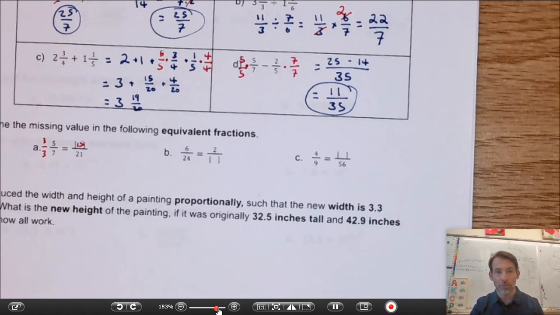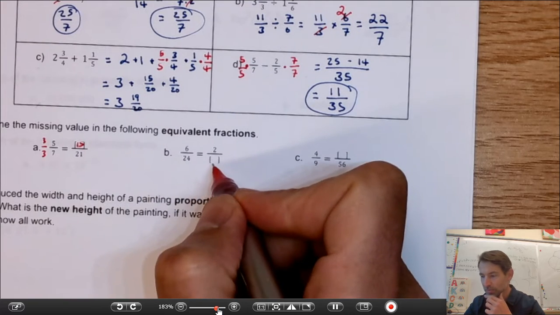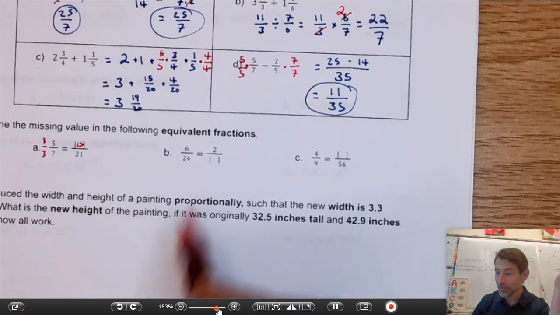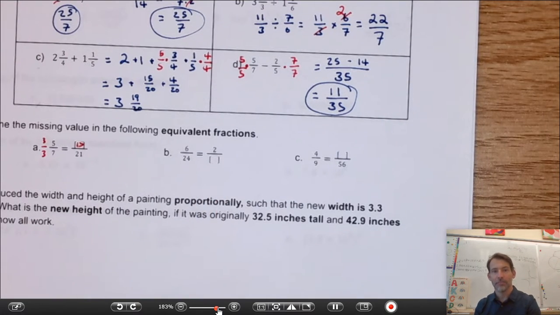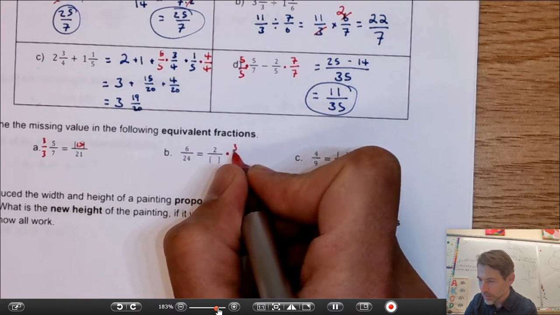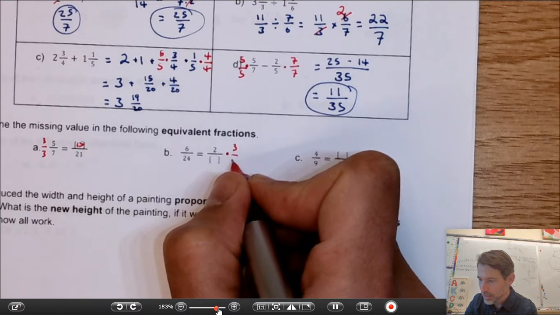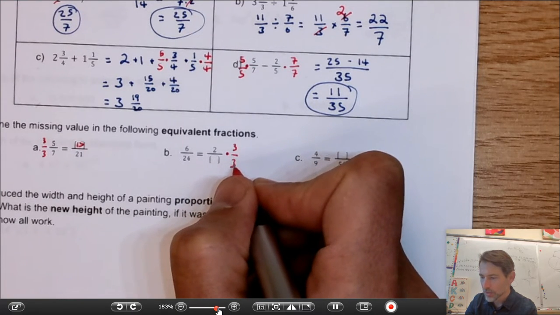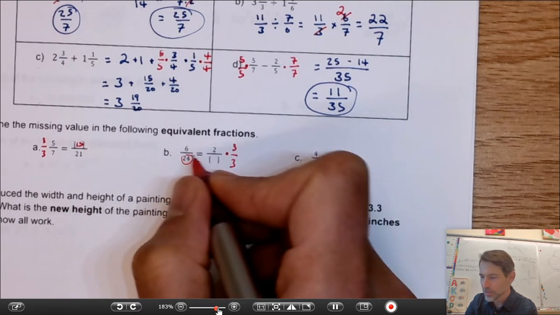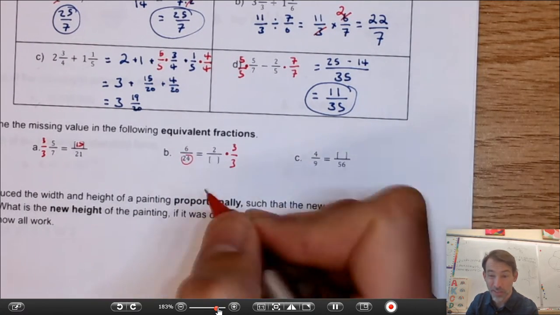Now, 6 over 24 is equal to 2 over some number. Oh, well, that's going to be, geez, 8. Yeah, it's 8. Okay, so how do we solve these ones? Well, you can notice that I could multiply this top and bottom by 3 to get these numbers. So I better divide this one by 3 to get that number. So I would divide 6 by 3 and divide 24 by 3 to get 8.